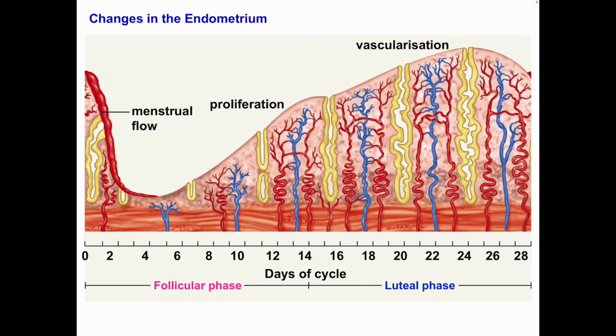And you can see the changes in the thickness of the endometrium during the menstrual cycle. So, starting off on day 1, you can see that the endometrium's thickness decreases during menstruation. During the follicular phase, the endometrium gradually becomes thicker again during proliferation caused by estrogen. And then from day 14 onwards, the blood vessels grow and develop during vascularization under the influence of progesterone.